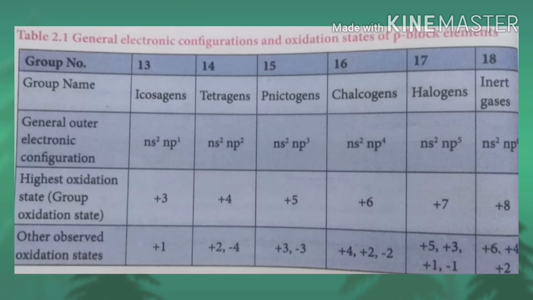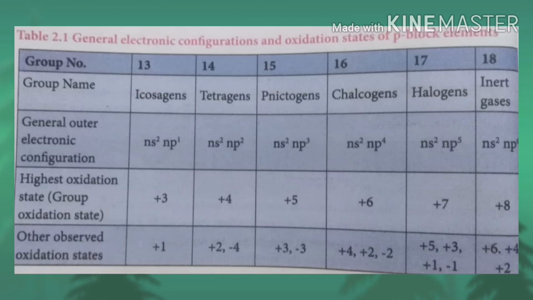Now you just see the picture. For groups 13 to 18, the group name, outer electronic configuration, highest oxidation state, and observed oxidation states are mentioned in the picture. The 13th group is called the icosagens, the 14th group the tetragens, the 15th the pnictogens, the 16th the chalcogens, the 17th the halogens, and the 18th the inert gases.